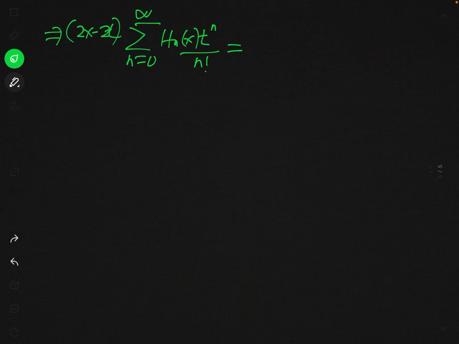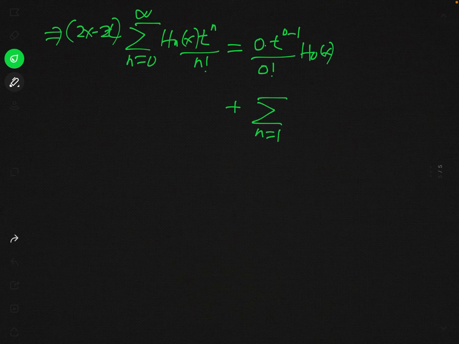So in RHS you can write 0 times t raised to the power 0 minus 1 over 0 factorial h0 of x, and plus, now take the limit from n equal to 1 to infinity, n t raised to the power n minus 1 over n factorial hn of x.